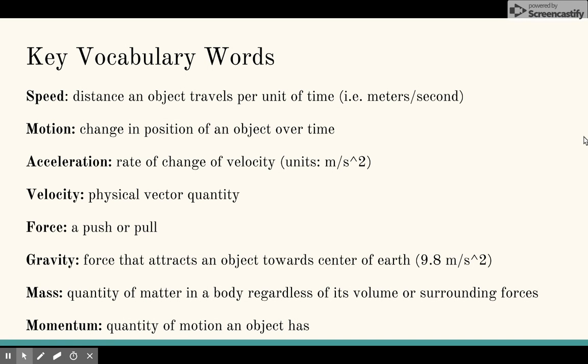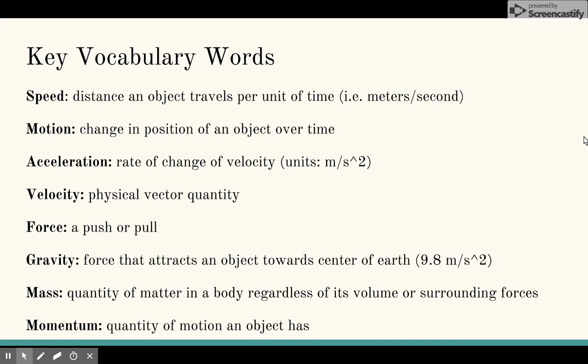Motion is the change in position of an object over time, and it can be described in terms of velocity, acceleration, distance, speed, or time. Acceleration is the rate of change of velocity. So it is measured in length divided by the time, and time is squared. So do not get this and speed confused. You can tell the difference by looking at whether or not the denominator is squared.